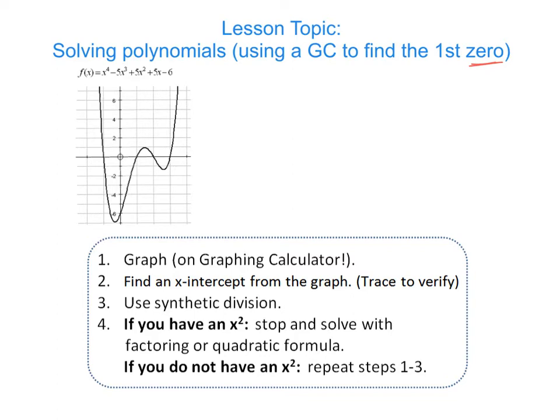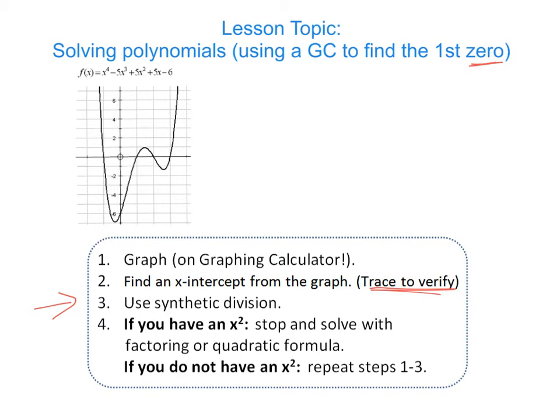So the first thing you will do, and here are the steps down here, is graph on your graphing calculator the function that you're given. The second step is we're going to find an x-intercept from that graph, and we're going to make sure to use trace to verify that it is a whole number zero and not just close.